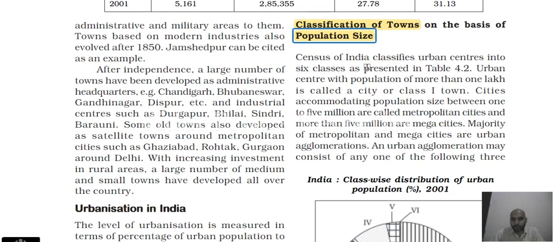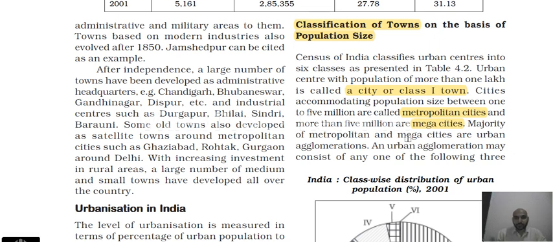So when we are discussing classification of town on the population basis, we have a city or class 1 town, metropolitan city, and mega city. Three different kinds of city. First is called a city or a class 1 town, second metropolitan city, third mega cities. So what is the difference between these? It's about the population size.